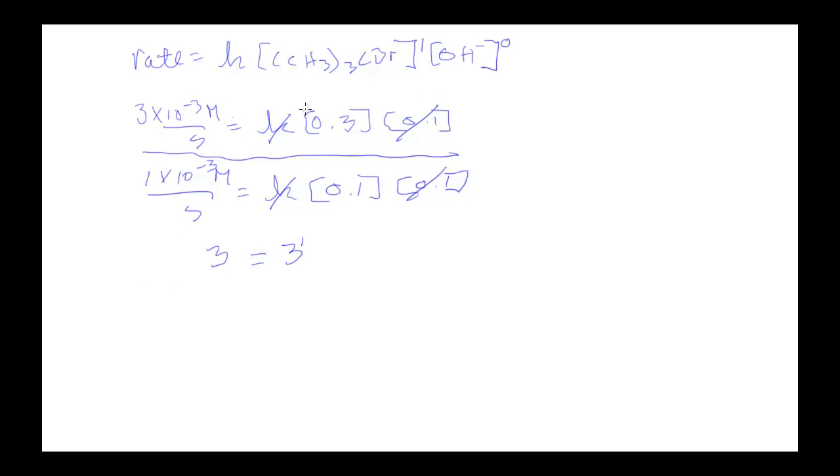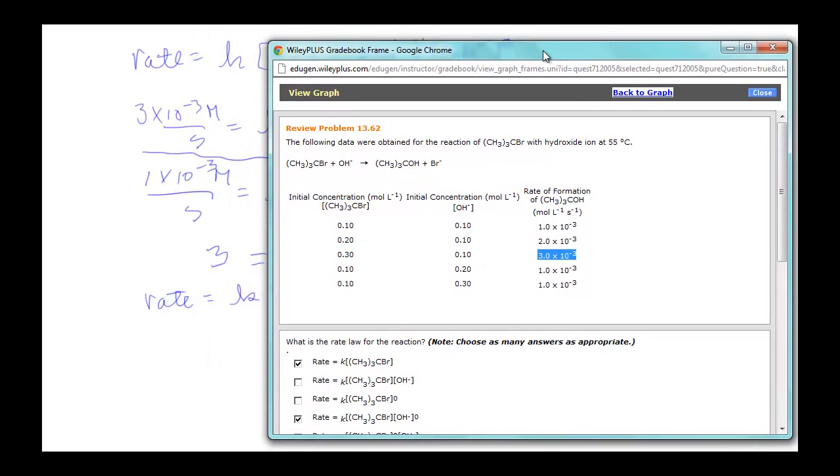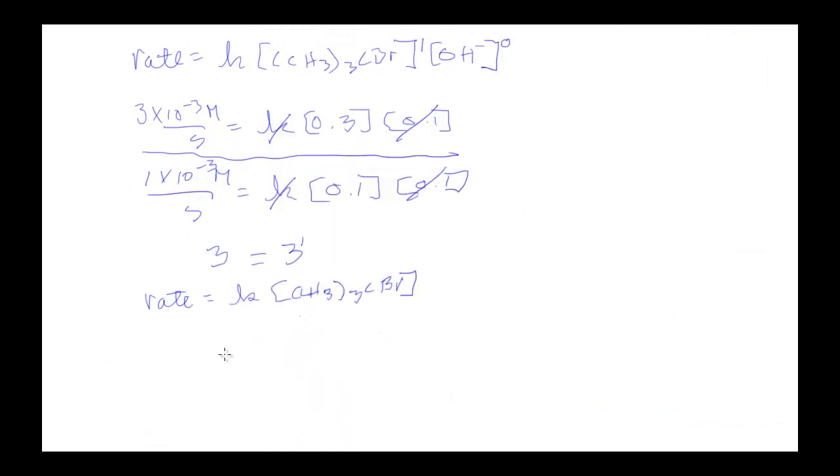And you could have 2 different rate laws in this case. You could have the rate is equal to this, or you could just leave out the hydroxide ion concentration altogether, and that would give you rate equals k times (CH3)3CBr. Okay, and then as before, if I want to find out what the rate constant is, I could just plug any of these values into this rate law to give me my rate constant. And that's how you would go about solving those 2 problems.